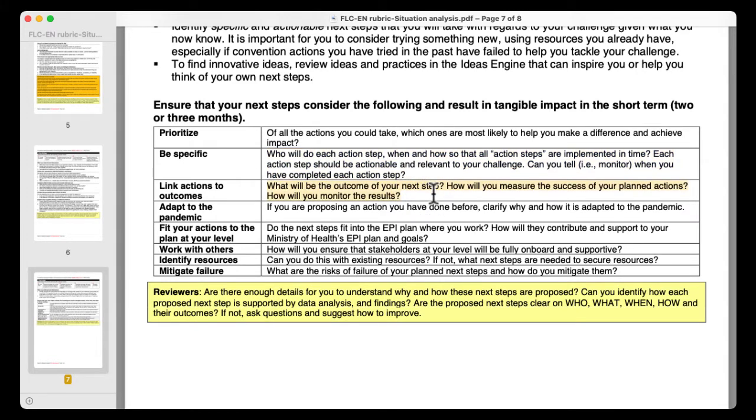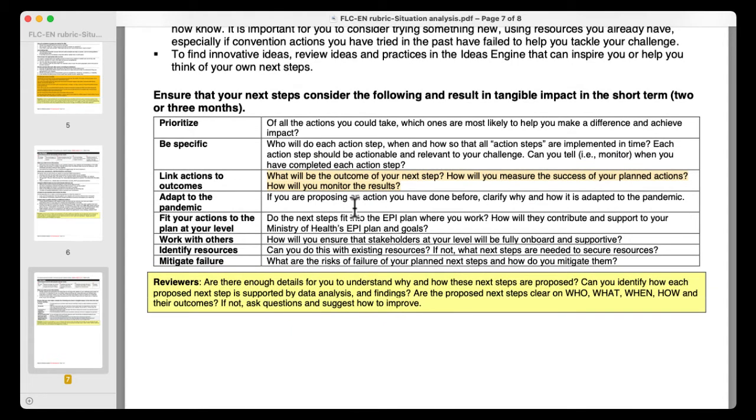So what will be the outcome of your next step? Make sure that you mention this. What's the point of carrying out this next step? How will you measure the success of these actions? How will you monitor the results again?